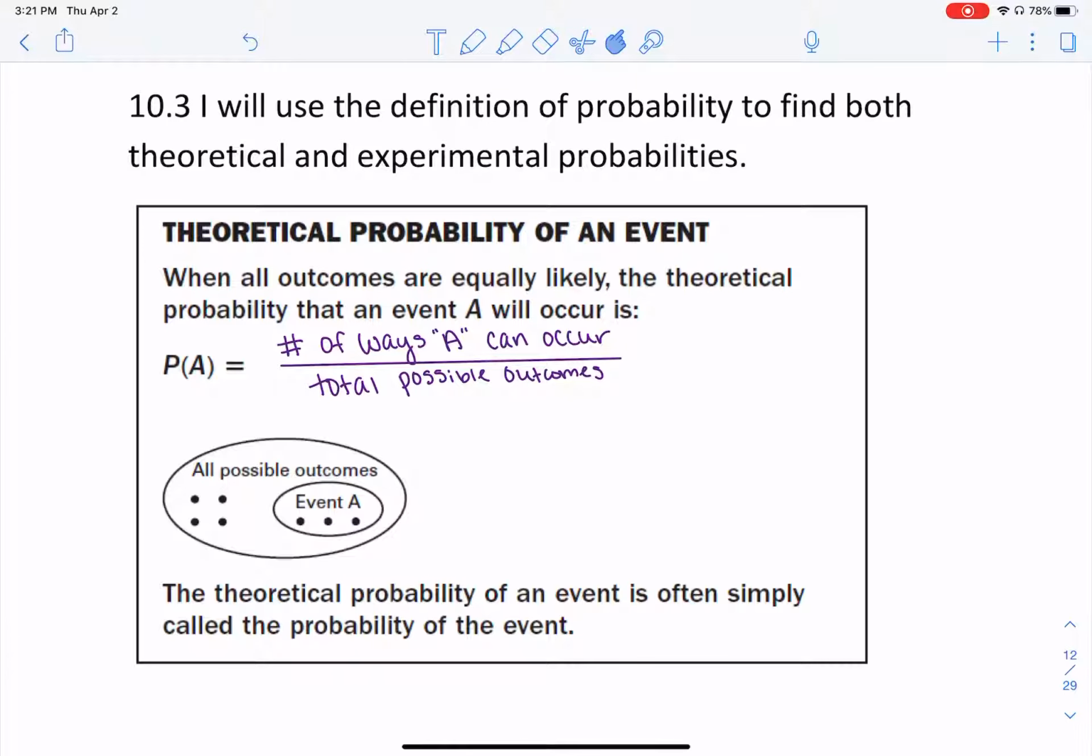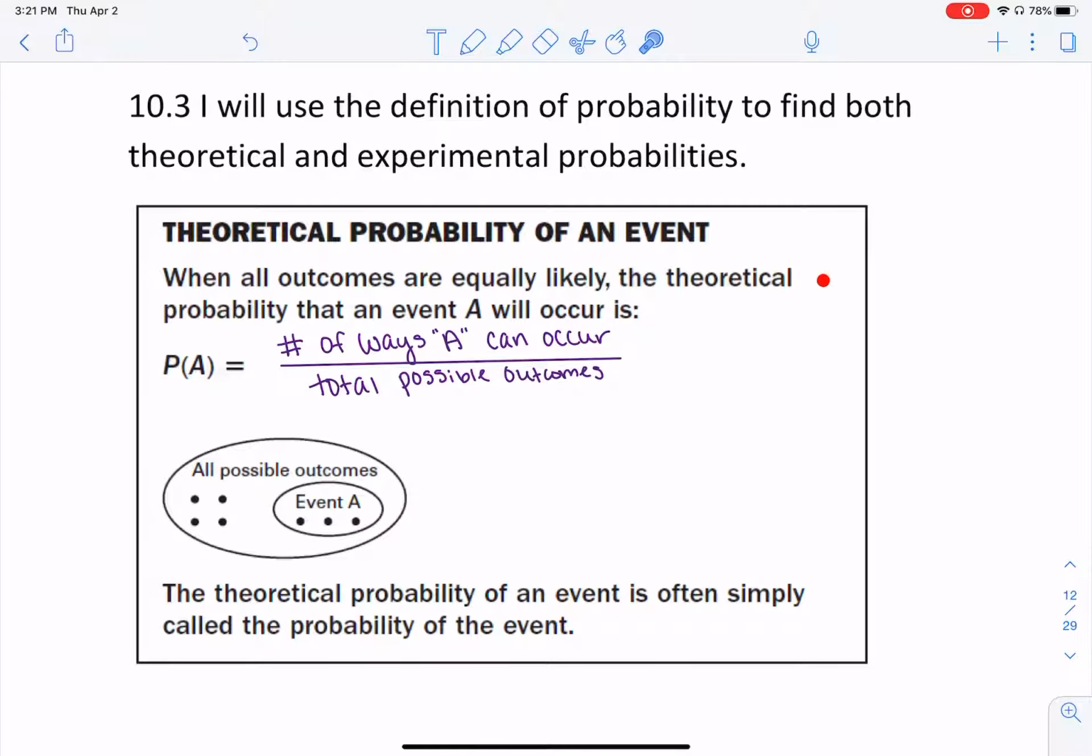This says, I will use the definition of probability to find both theoretical and experimental probabilities. I think you guys will like this section because it's kind of like stuff that you've definitely seen before in other math classes.